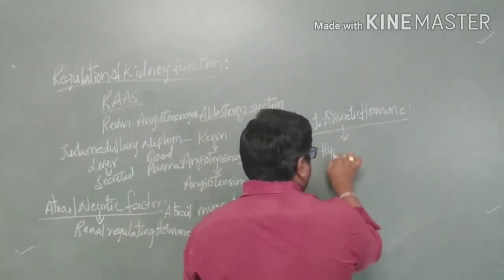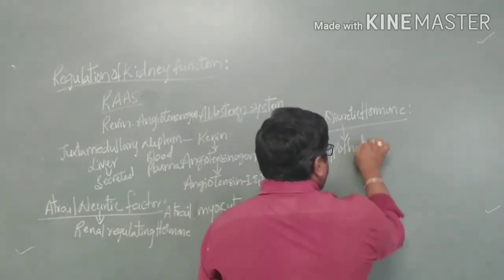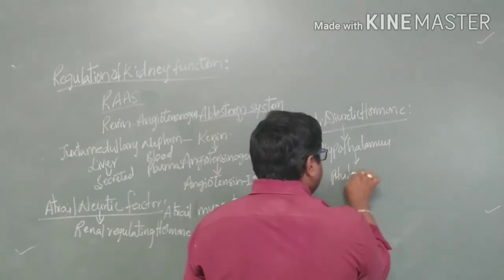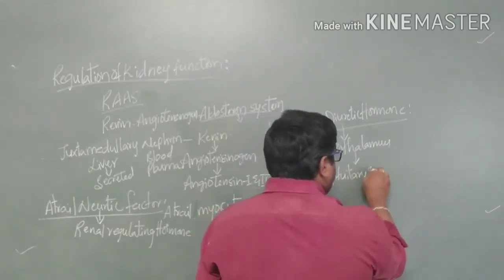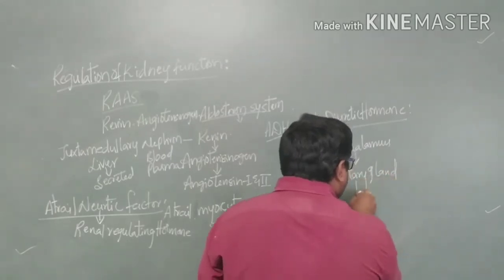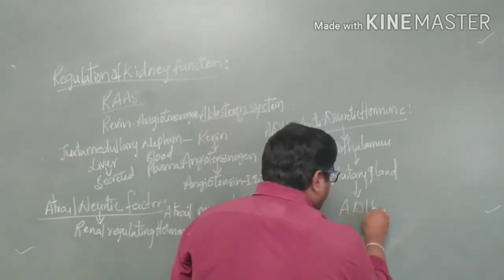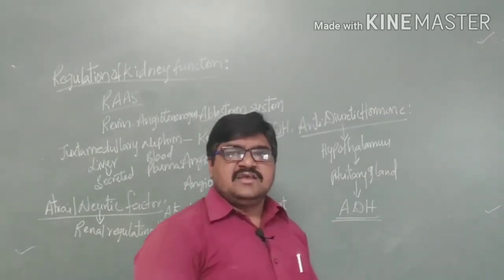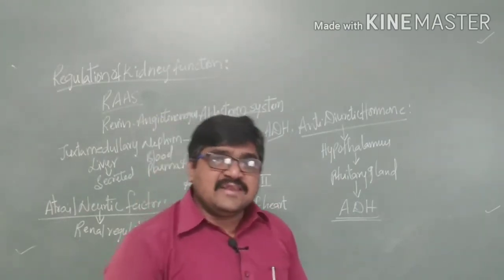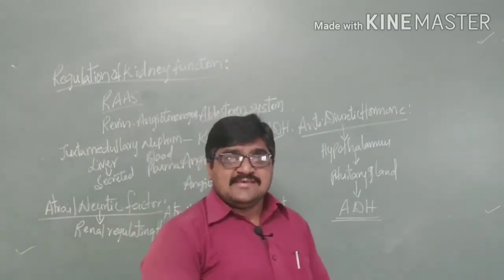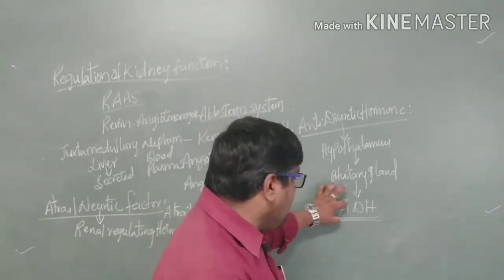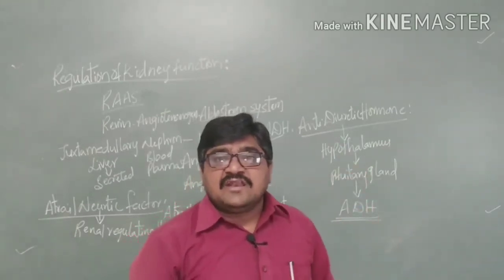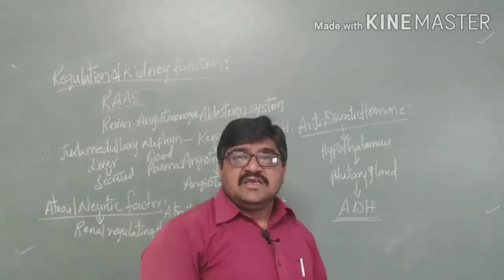by the hypothalamus, where this hypothalamus will stimulate the pituitary gland. This pituitary gland will release the ADH hormone, either increasing or decreasing it. When the water level is less, it helps increase the level of the ADH hormone. When it is increased, it decreases the level of the ADH hormone. So due to the presence of the antidiuretic hormone, it is helpful for the reabsorption of water in the nephrons.